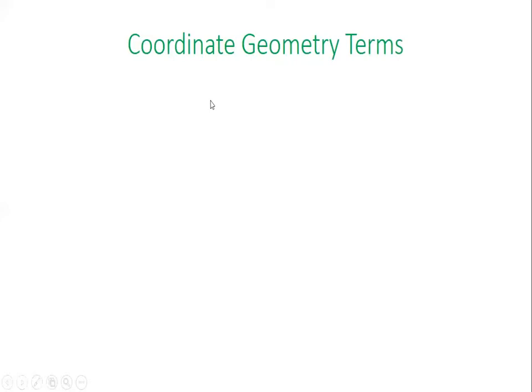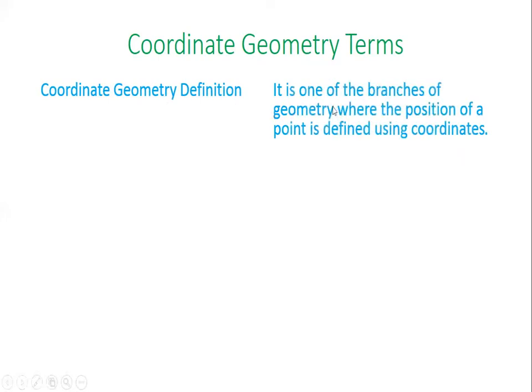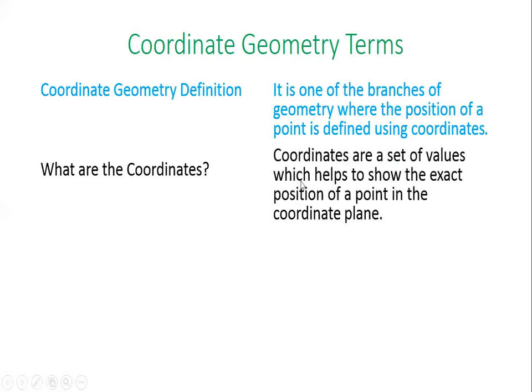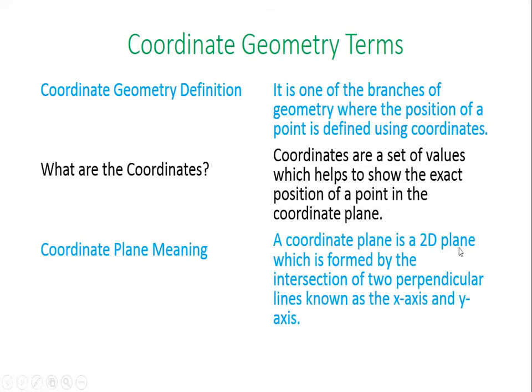Coordinate geometry terms. Coordinate geometry definition: it is one of the branches of geometry where the position of a point is defined using coordinates. What are coordinates? Coordinates are a set of values which help to show the exact position of a point in the coordinate plane. Coordinate plane meaning: a coordinate plane is a two-dimensional plane which is formed by the intersection of two perpendicular lines known as the x-axis and y-axis.